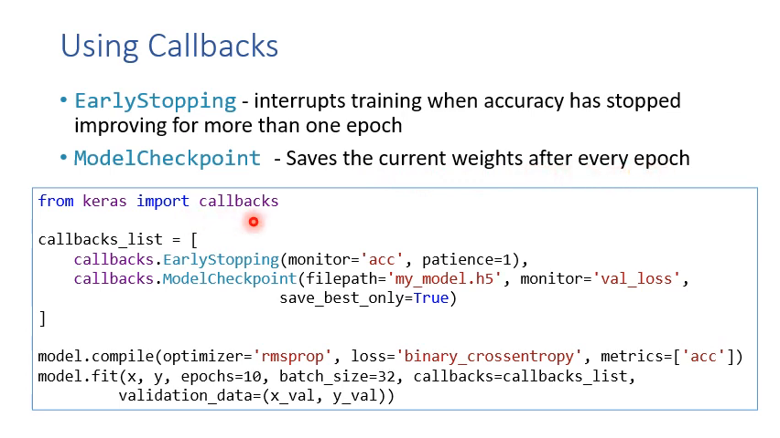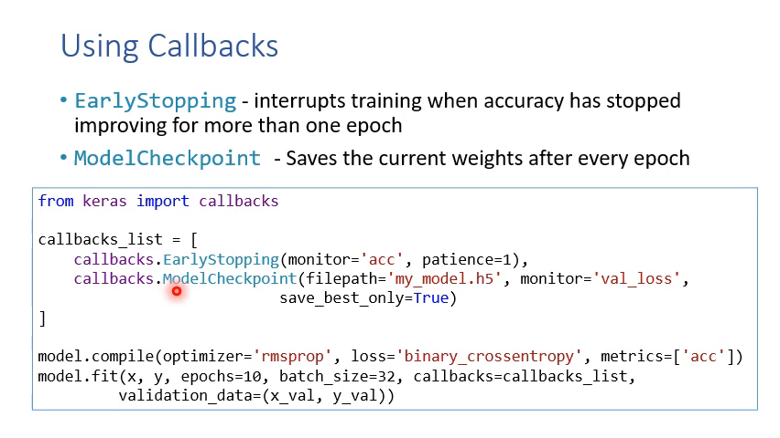So first we import the callback functions from Keras, and then we create a callback list, which is an array. We will pass the list to the fit function. We use first the early stopping callback function, and we define that we want to monitor the accuracy, and we set the patience to 1, which means we will stop training if the accuracy does not improve after one epoch.